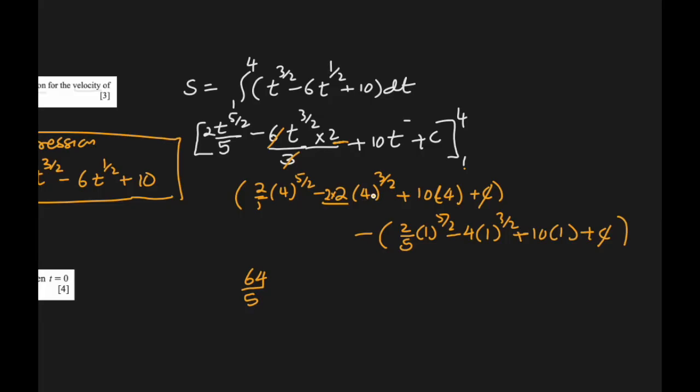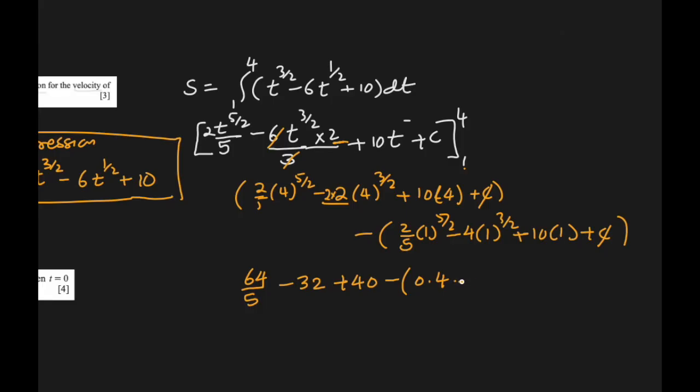This is 4. This will be 8. Square root is 2. Cube is 8. So 8 times 4, 32. Plus 40. Minus. This minus. Let's keep this bracket. 1 will be 1. So 250, 0.4.